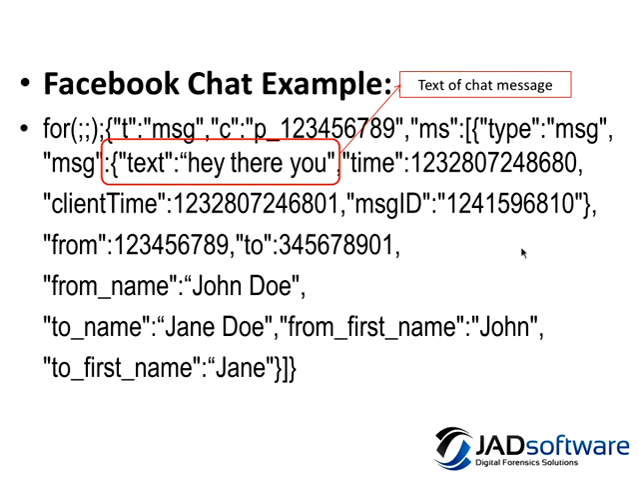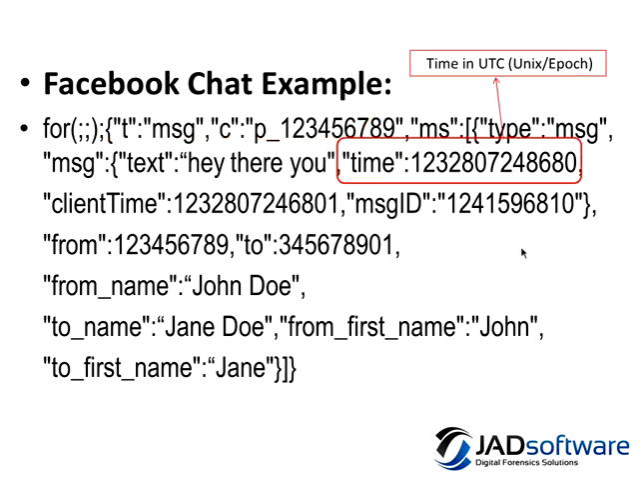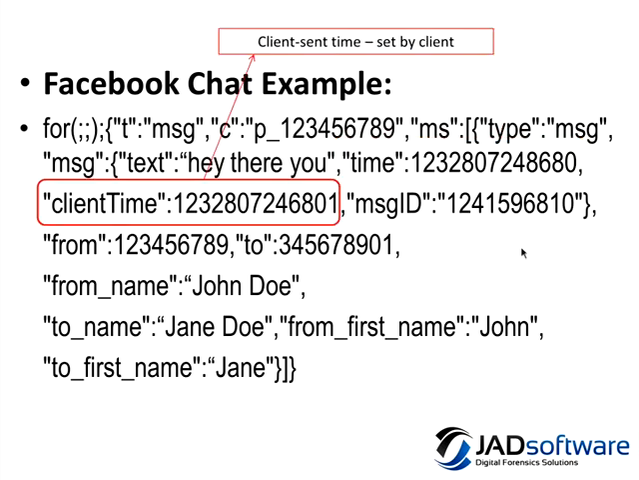So just below that is the text of the message, and that's the chat message that was sent, and then you've got the time, and that's in Unix or epoch time, UTC. And this time value comes from the Facebook servers. So regardless of if you've changed your time on your local machine or what time zone you're in, it won't modify this time value, which is really good.